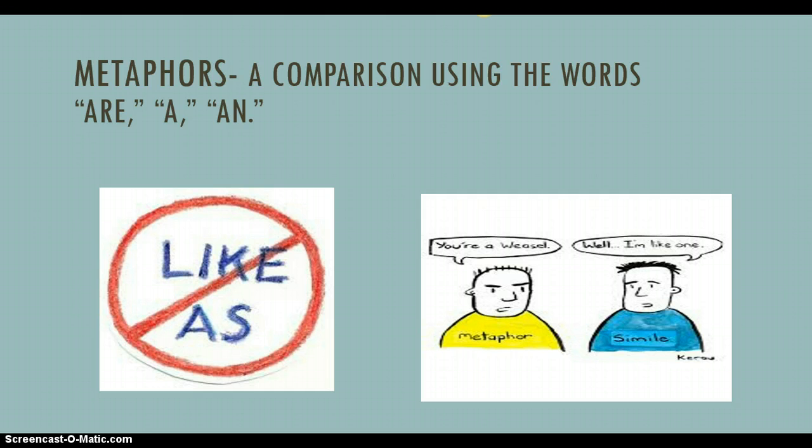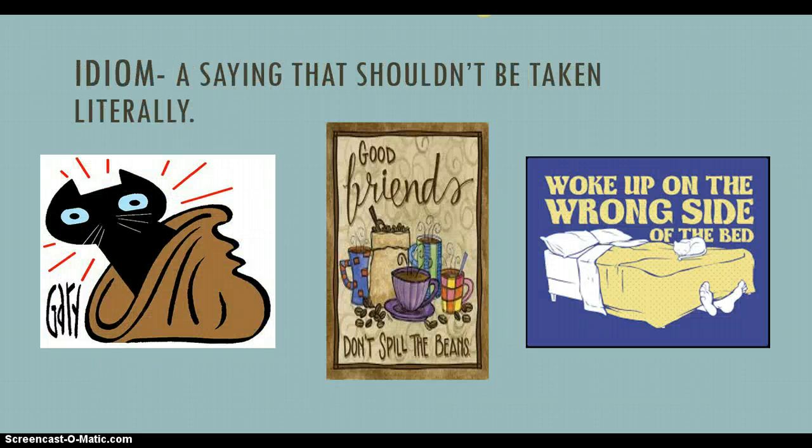Metaphor is another literary device that allows writers to make a comparison. In this case, you use words like is, are, a, and an. You never use the words like or as. In this example, you're a weasel or you're a cheetah. Things like that are metaphors.